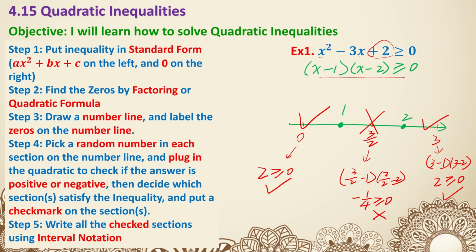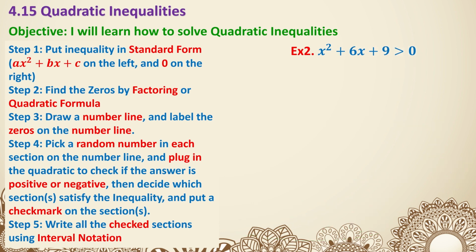So the left side and the right side works. So the left side starts from -infinity, stops at 1 because it's a solid dot, which means it's going to be a square bracket. The right side starts at 2, square bracket, going all the way to the right, to infinity, with a union symbol between. And that is my final answer for example 1.